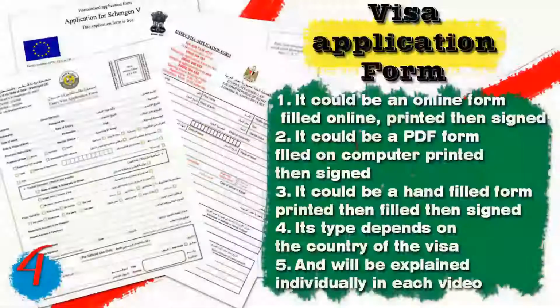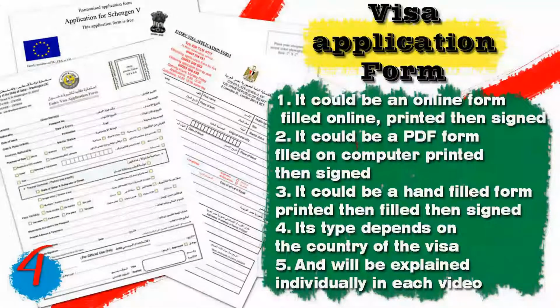Number 4, you will need visa application forms. For the visa application form, it could be an online form, filled online, printed, then signed. It could also be a PDF form, filled on computer, printed, then signed. And it could also be a hand-filled form, printed, then filled, then signed. Its type depends on the country of the visa and will be explained individually in each video.